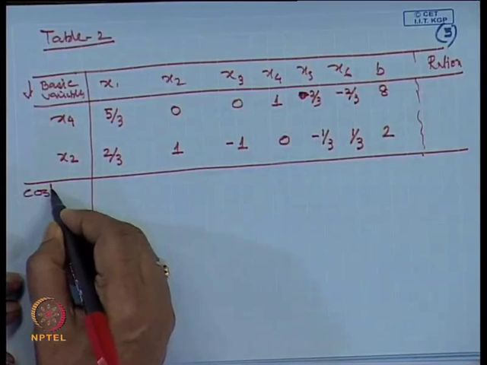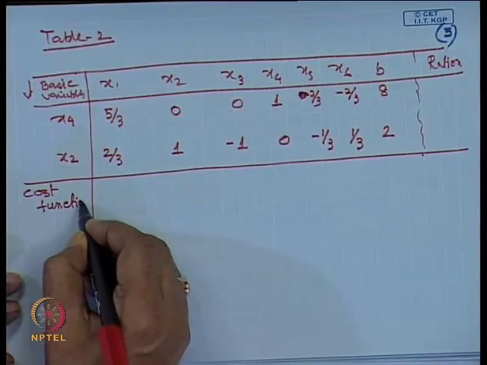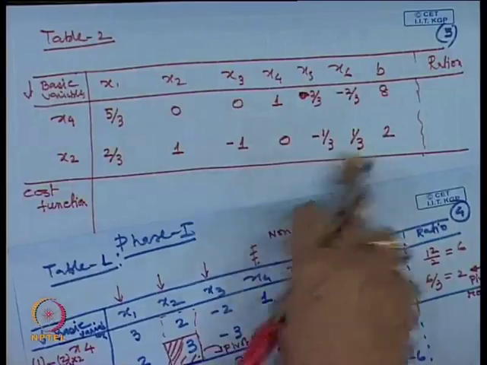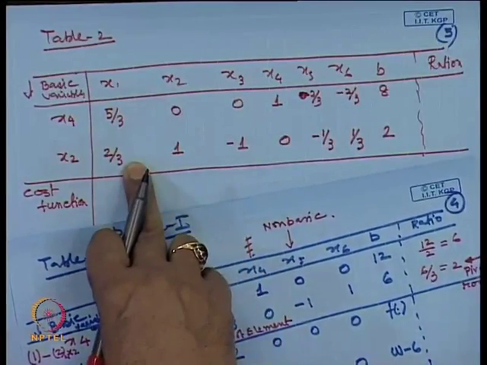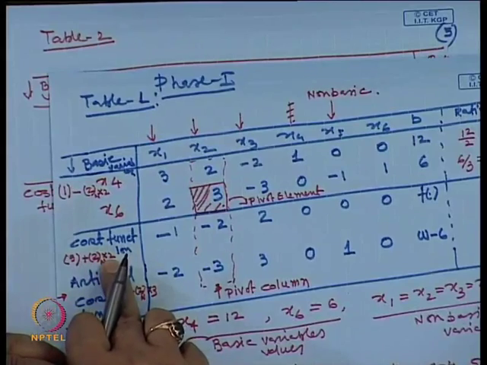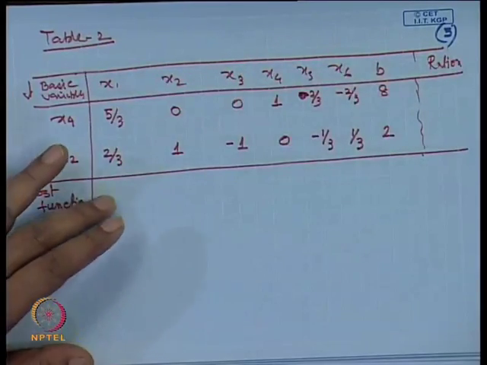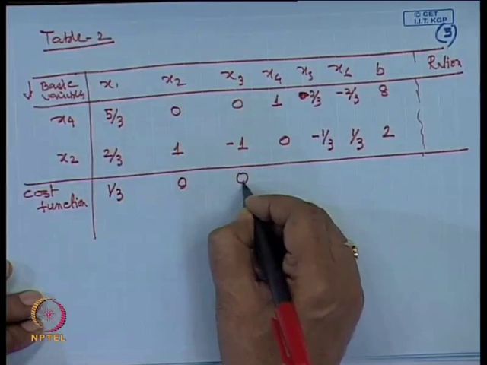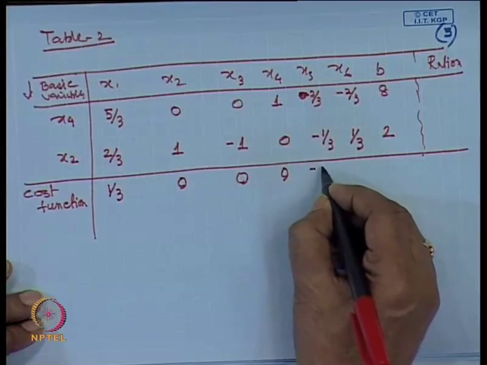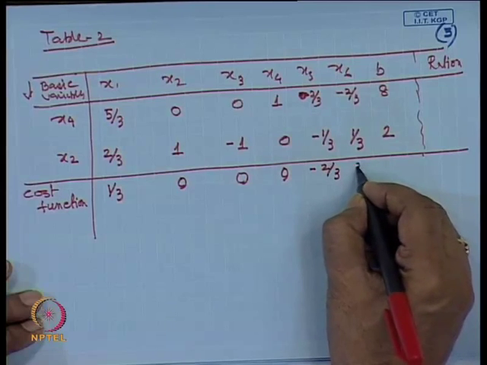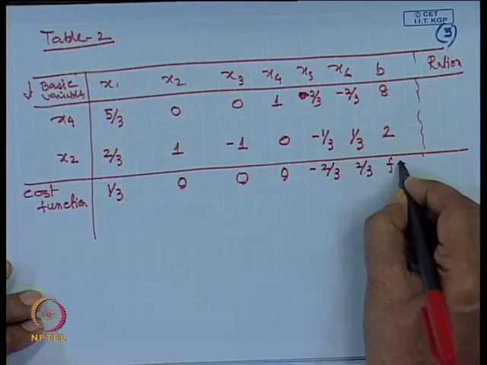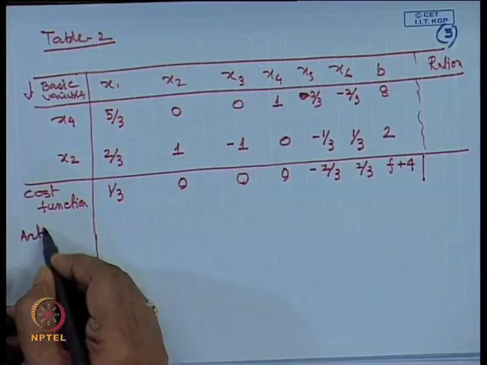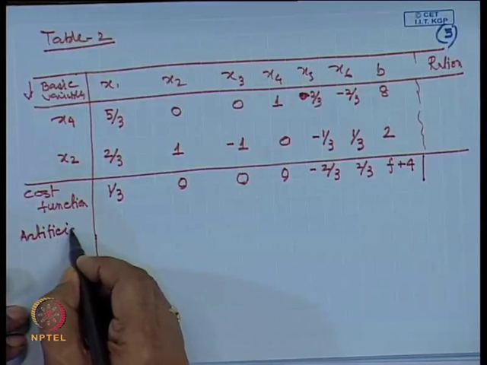Similarly, the cost function. What I did, that equation number 2 after normalization, you multiplied by 2 and add with equation number 3. So if you do this, you will get 1/3, 0, 0, 0, minus 2/3 plus 2/3, and this will be f plus 4. And this is our artificial cost function.